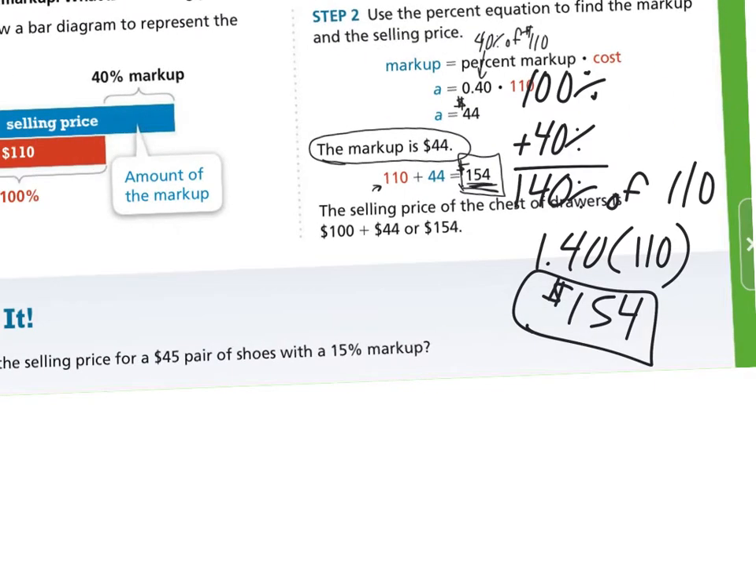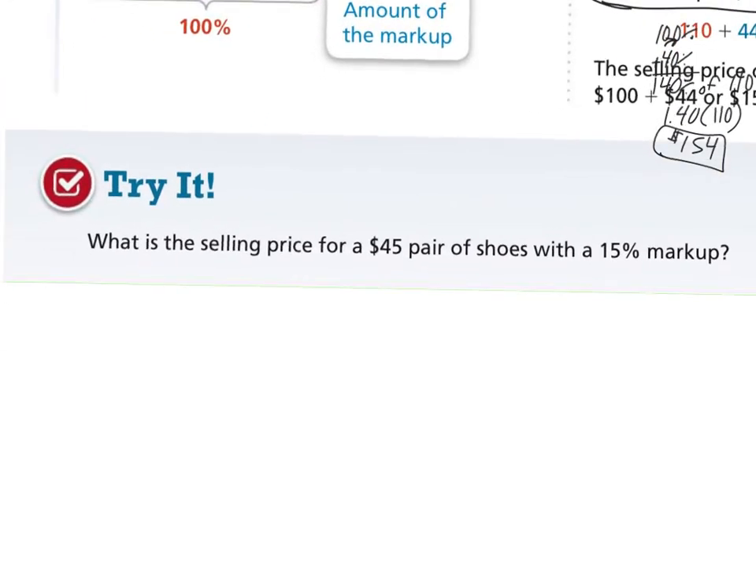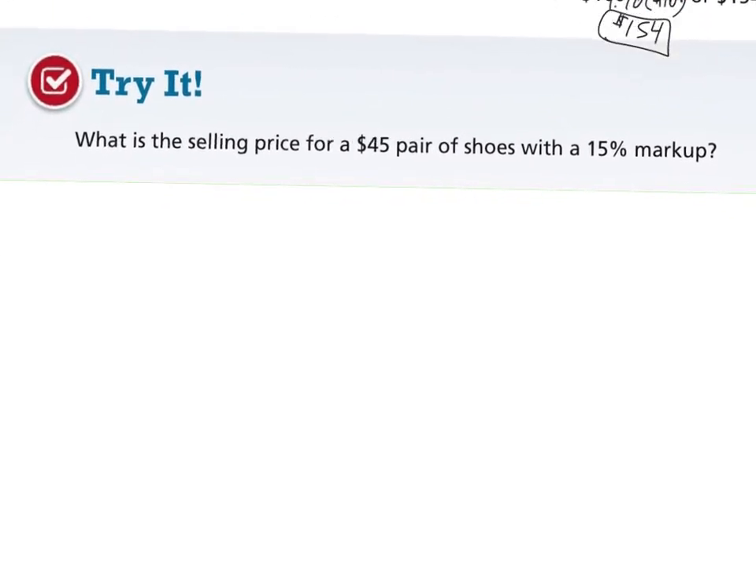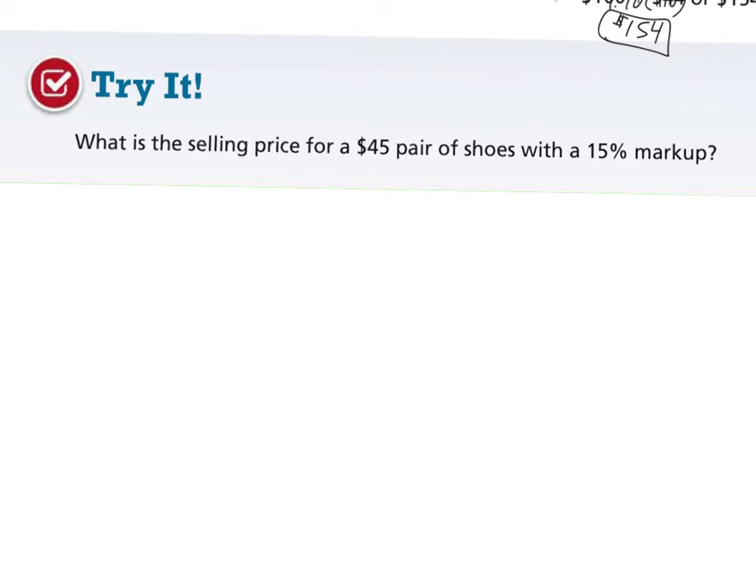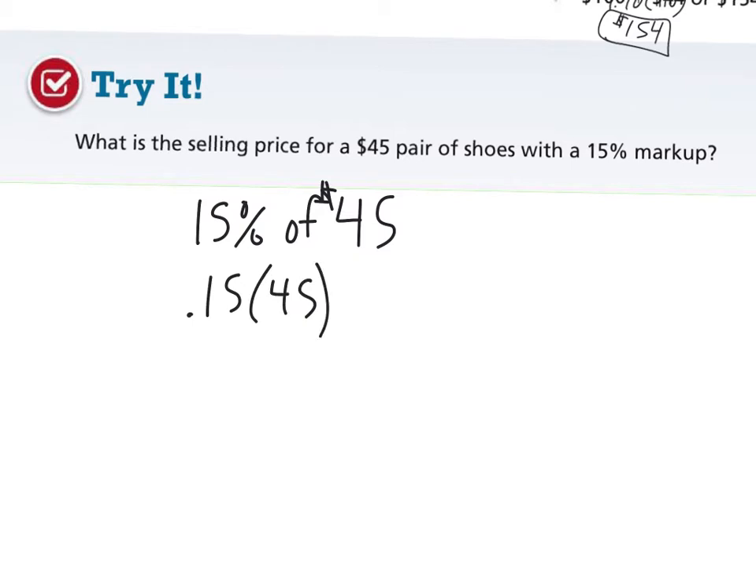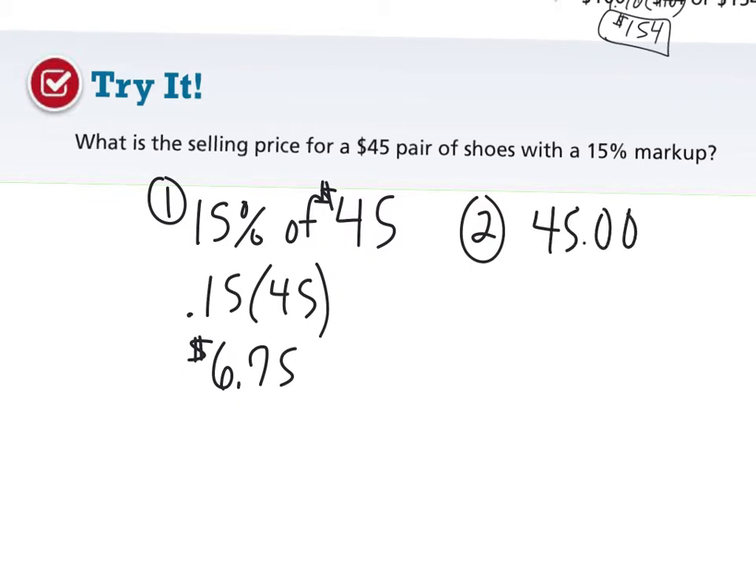So if we look at the try it, what is the selling price for a $45 pair of shoes with a 15% markup? So again, different options. We'll go ahead and do kind of more straightforward approach here first maybe. If you found 15% of 45, if you work that out, that should be $6.75. It's a markup, so that's being added on to the $45. And so that would be $51.75.